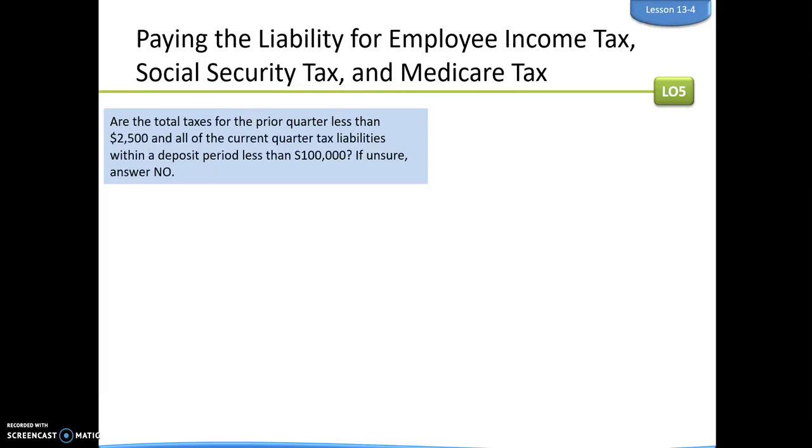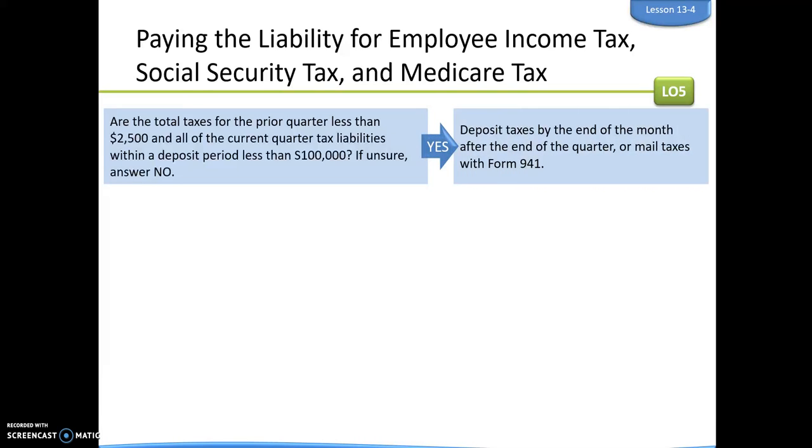Are the total taxes for the prior quarter less than $2,500 and all of the current quarter tax liabilities within a deposit period less than $100,000? If unsure, answer no. If yes, you deposit taxes by the end of the month after the end of the quarter, or mail taxes with Form 941.